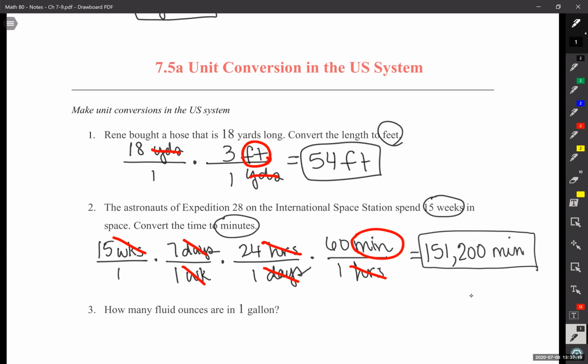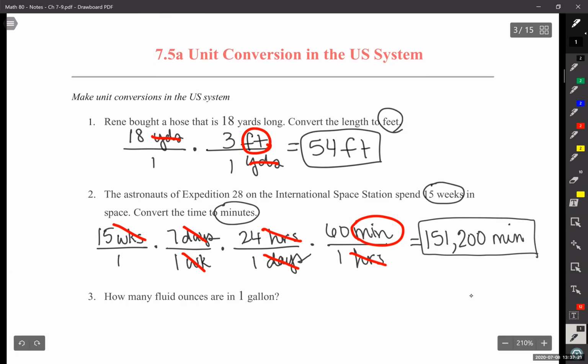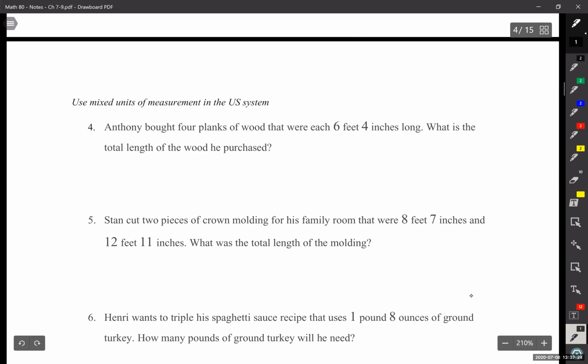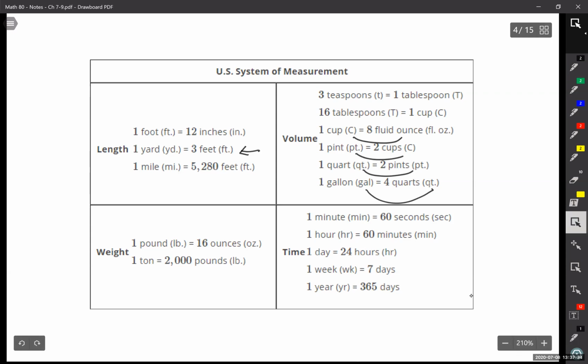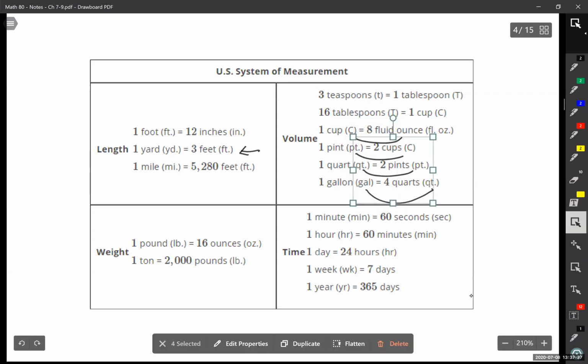How many fluid ounces are in a gallon? This is also going to take a while. Look at this volume. We go from gallons to quarts, quarts to pints, pints to cups, cups to fluid ounces. So we're going to need all of those in our next problem.